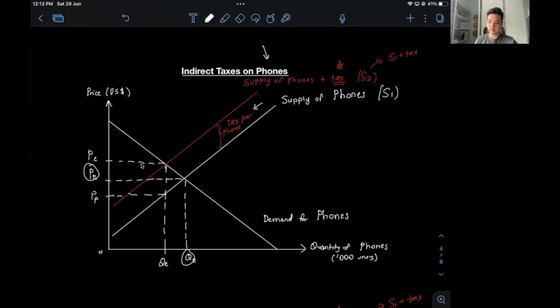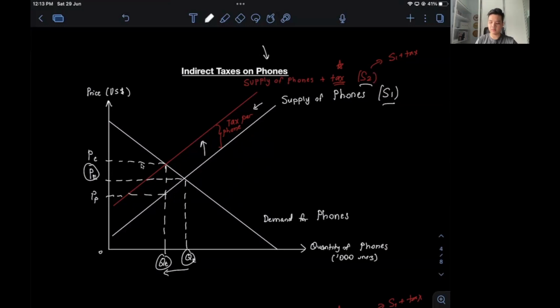And the first thing you'll notice is that when indirect taxes are imposed, this causes the overall supply to fall. And this is reflected in a leftward shift, or even an upwards shift, of the supply curve from S1 to S2. So why exactly does the supply curve shift to the left? Well, taxes increase the cost of production. And when taxes increase the cost of production, producers of phones are less willing and able to produce that particular good. So this causes the quantity of phones produced to fall from QE to QT.